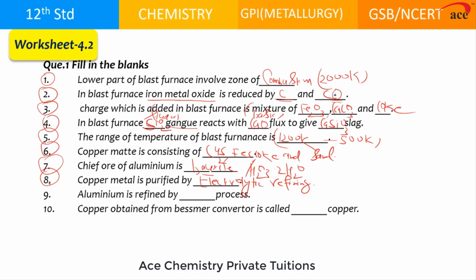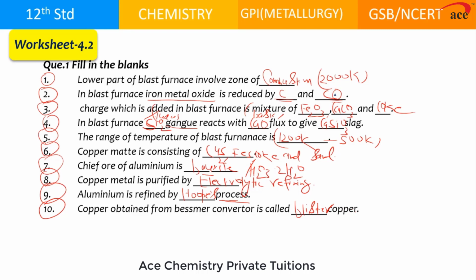Aluminium is refined by Hoope's process, which involves electrorefining. Copper obtained from the Bessemer converter is called blister copper. I hope you got the idea of what type of question is asked here.